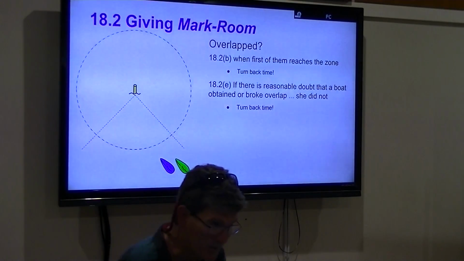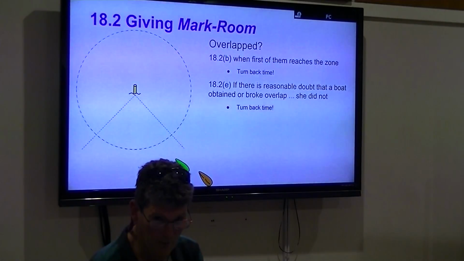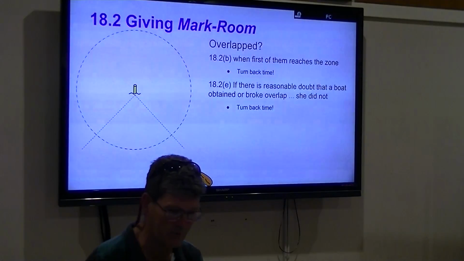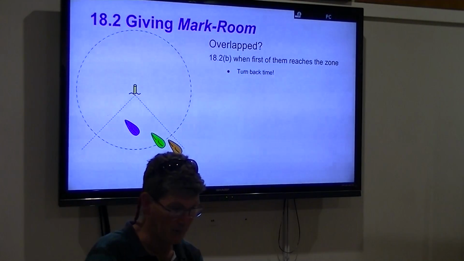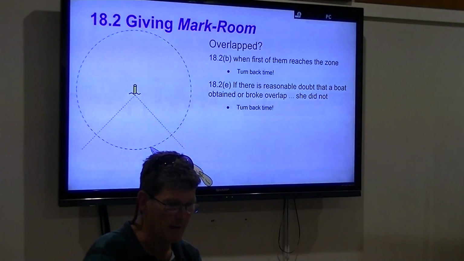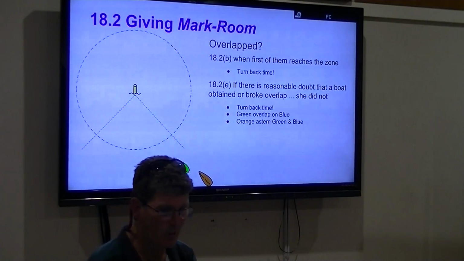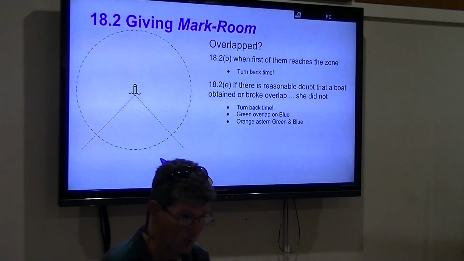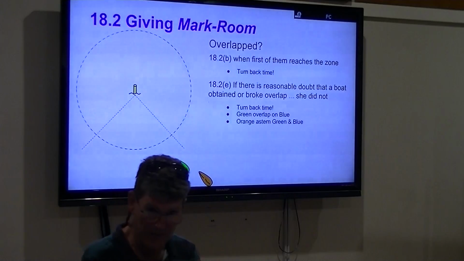So for the purposes of Rule 18, that's the overlap we care about. It's not the overlap that was there. For the purposes of the rule, we turn back time, and that's the overlap that we've got. So green overlaps on blue, orange is clear astern of green and blue. And so when we apply what Rule 18 means, that's the situation we look at.